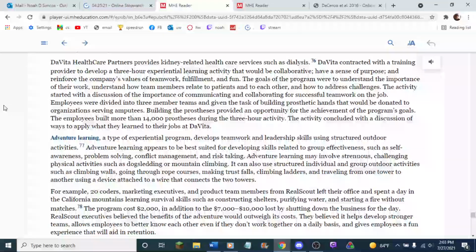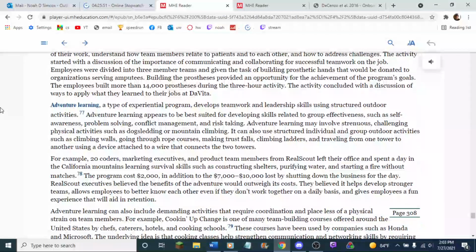The activity started with a discussion of the importance of communicating and collaborating for successful teamwork on the job. Employees were divided into 3-member teams and given the task of building prosthetic hands that would be donated to organizations serving amputees. Building the prostheses provided an opportunity for the achievement of the program's goals. The employees built more than 14,000 prostheses during the 3-hour activity. The activity concluded with a discussion of ways to apply what they learned to their jobs at DaVita.